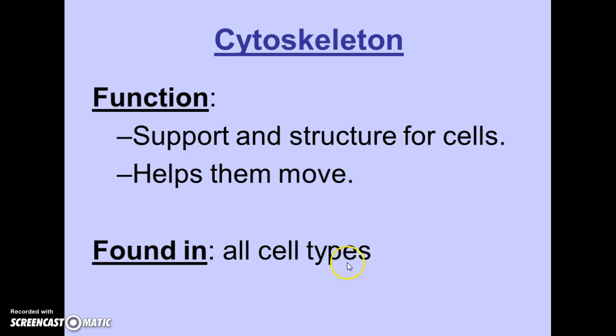All cells have a cytoskeleton. As we talked about before, all cells have a cell membrane. All cells are going to have ribosomes. They may not have their nucleus where their DNA is, but they're still making proteins even if it's a prokaryotic cell. So they all have ribosomes. They all have a cytoskeleton. They all have cytoplasm. And that's all of the cell parts.